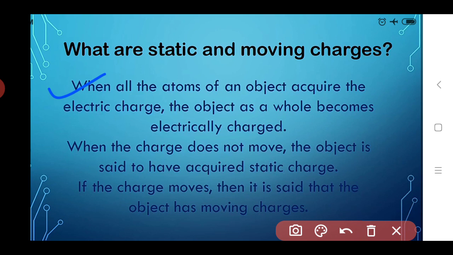So when we say that an object has a static charge or moving charge: when the charge does not move from that object, we say the object has acquired static charge, meaning there is no transfer of negative electrons from one object to another. And if the charges move, then it is said that the object has moving charge.